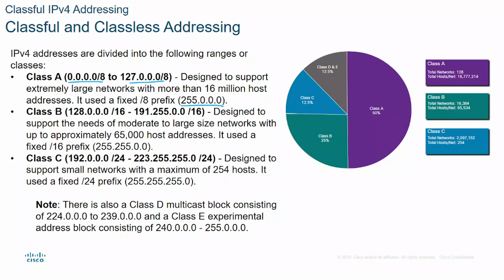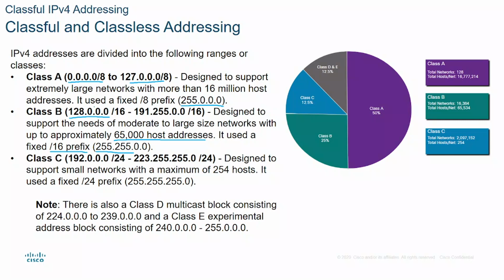So now we have class B. Class B is 128.0.0.0/16 to 191.255.0.0/16. This one is designed to support the needs of moderate to large networks with up to approximately 65,000 host addresses. It uses a fixed 16-bit prefix, which means the network address is going to be 255.255 for this class B.